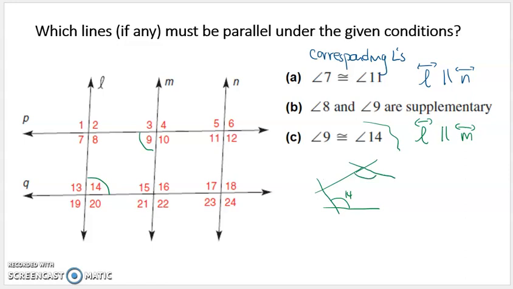In other words, if it looked like this, and this is 14 and that's 9, then it doesn't look like I have any parallel lines. So if all you know in this figure is that angle 9 and 14 are congruent, can you say anything? Turns out you cannot. So from C, there is no conclusion.